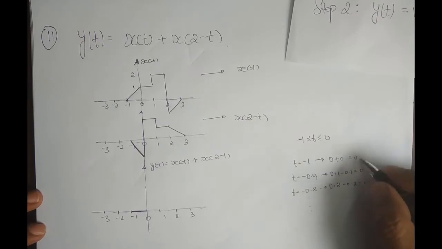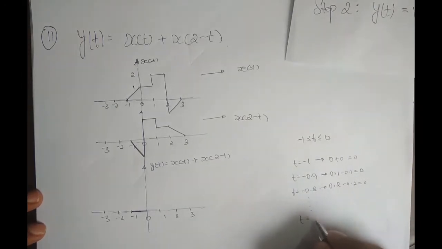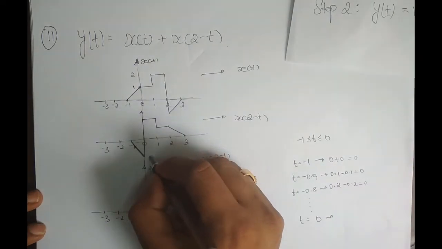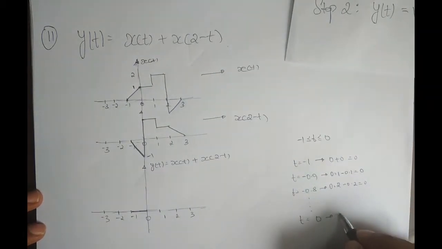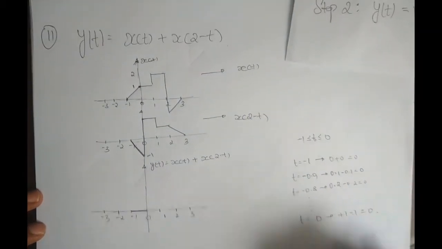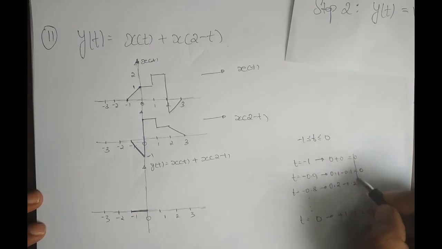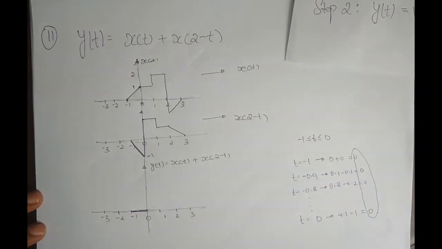If you look, it is cancelling out, right? At t equal to 0, what is the amplitude of the first signal? Plus 1. What is the amplitude of the second signal? It is minus 1. So plus 1 minus 1 cancels out. I get 0. So basically for t varying from minus 1 to 0, what I get is 0, right? Those two cancel out.